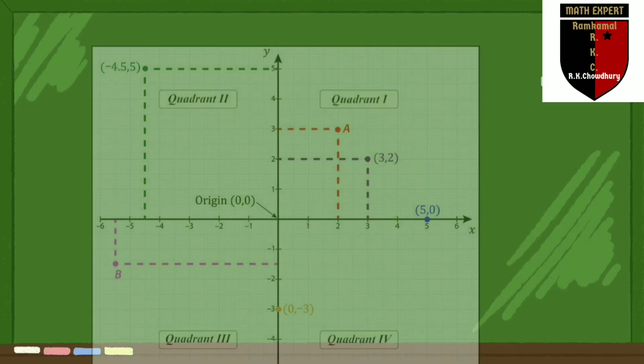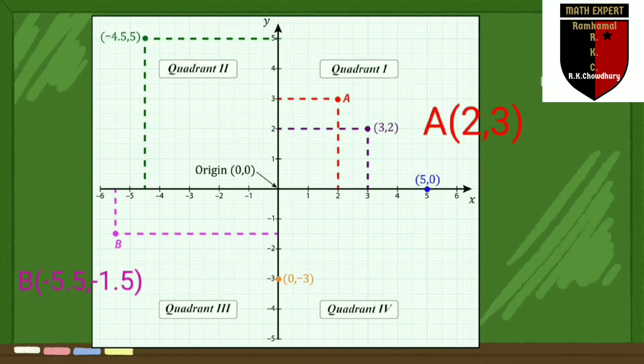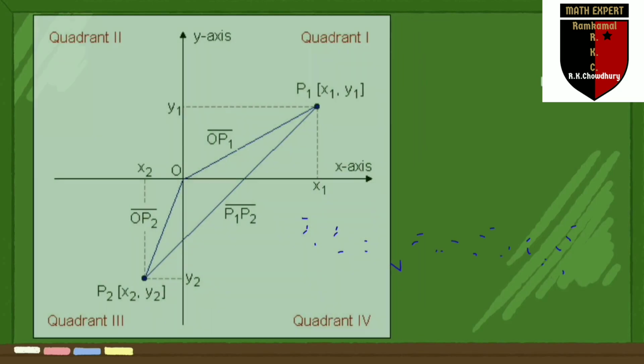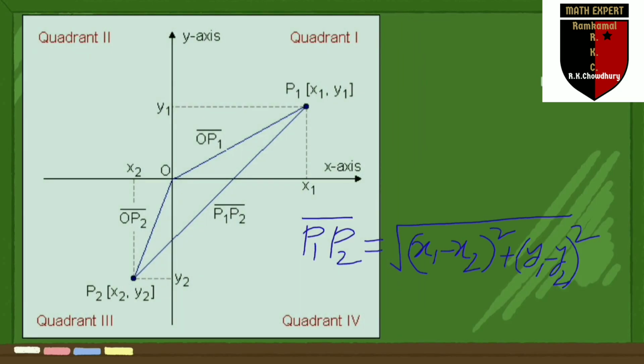After calculating we get coordinate of the point A is (2, 3) and coordinate of the point B is (minus 5.5, minus 1.5). Position of the point (5, 0) is on the positive x-axis and position of the point (0, minus 3) is on the negative y-axis. Distance between the points P1 (x1, y1) and P2 (x2, y2) is equal to root over of (x1 minus x2) whole square plus (y1 minus y2) whole square.